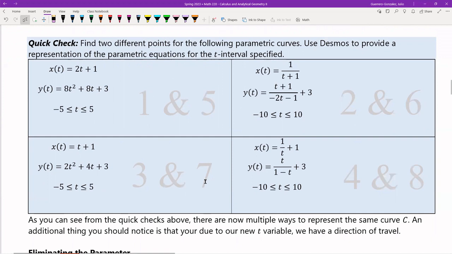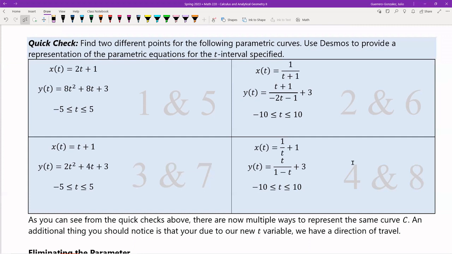So now what I want you guys to notice is this, that because of this quick check, right? I've just told you that 1 and 3 are the same graph and 2 and 4 are the same graph. So what turns out happening when you have parametric equations is that you don't have a unique representation for the same curve. That is, you can write two sets of parametric equations that draw the same thing. So your representations now are not unique.